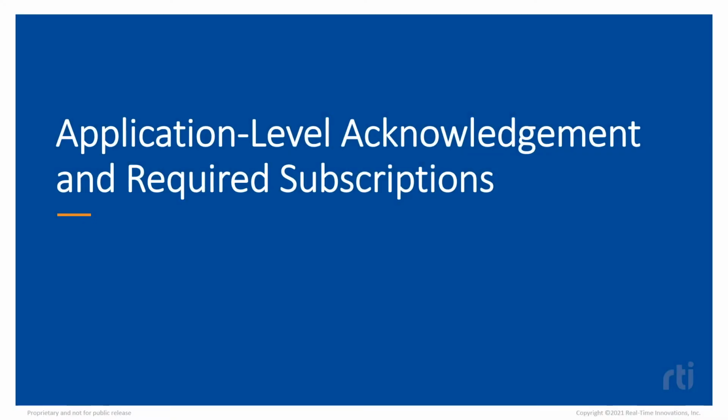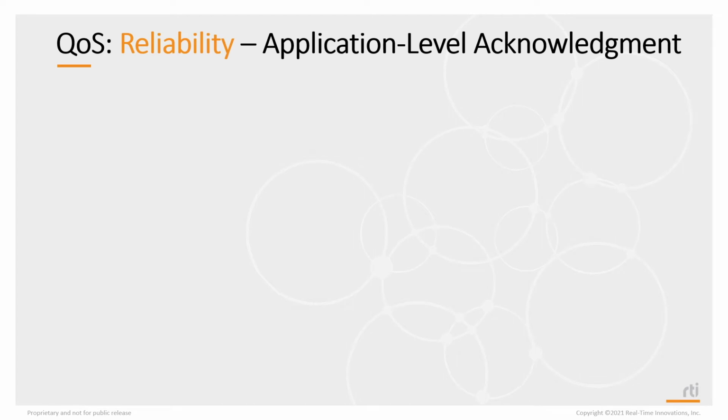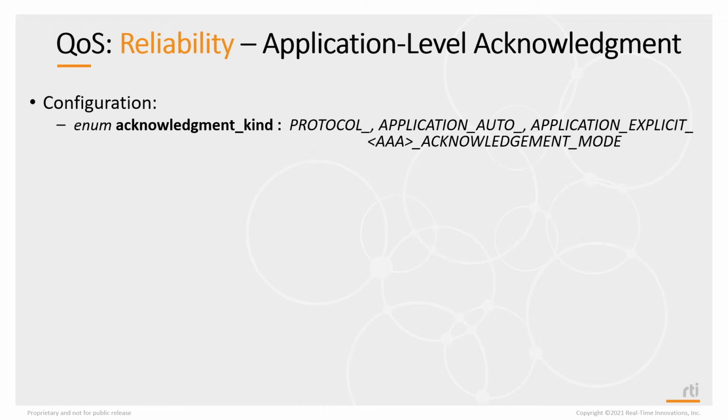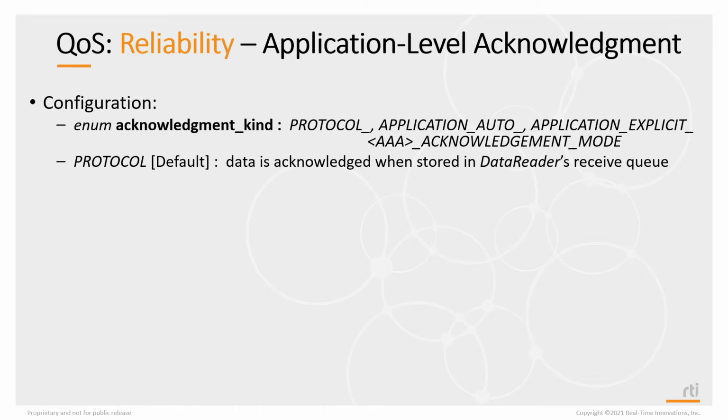Let's start talking about application level acknowledgements and required subscriptions. The reliability QoS actually has a parameter that enables application level acknowledgement. This is known as an acknowledgement kind, and it can be set to one of three values: protocol, application auto, or application explicit acknowledgement mode. By default, it is the protocol acknowledgement mode.